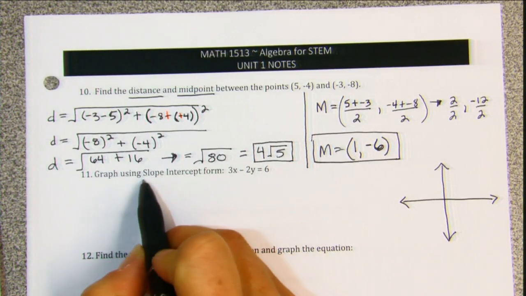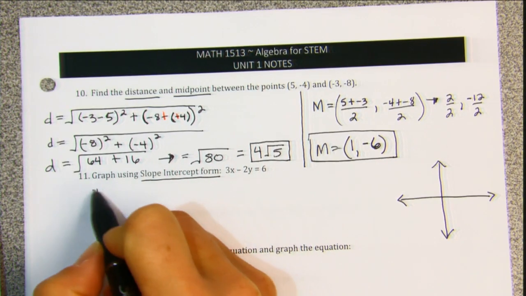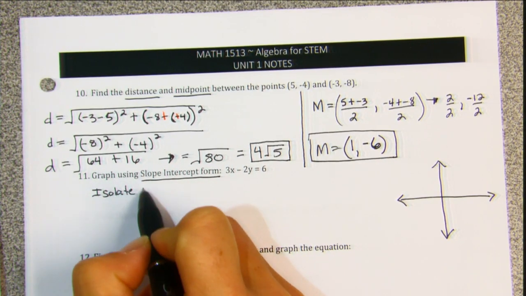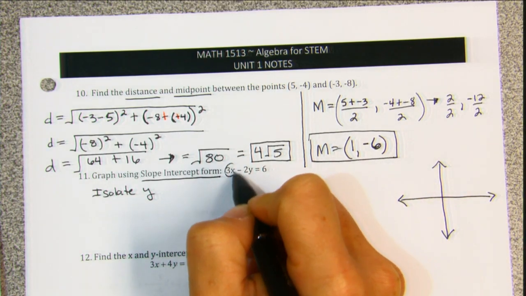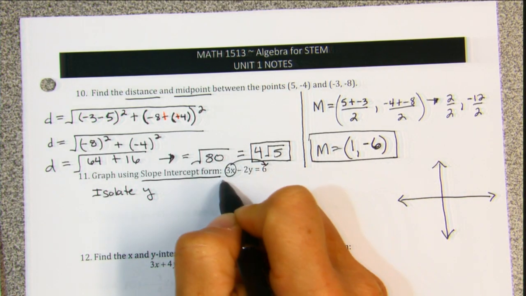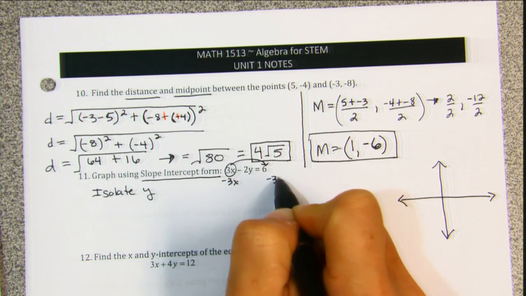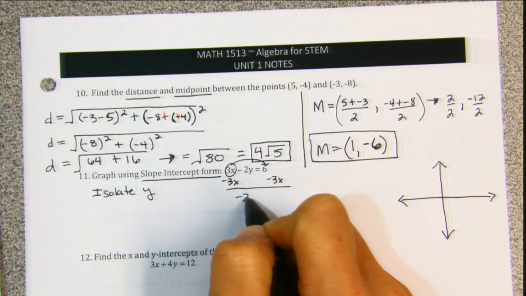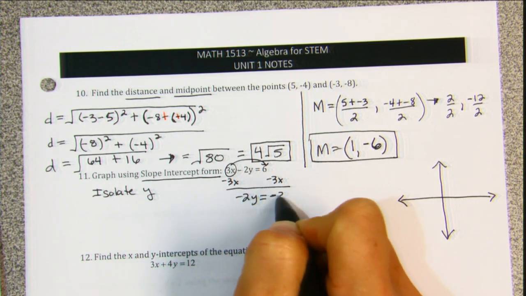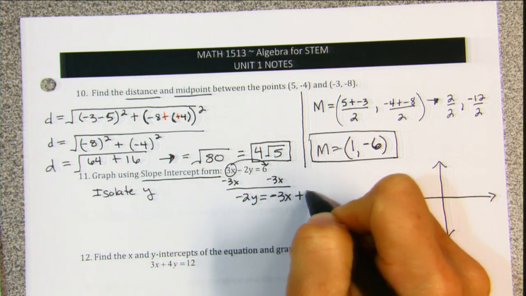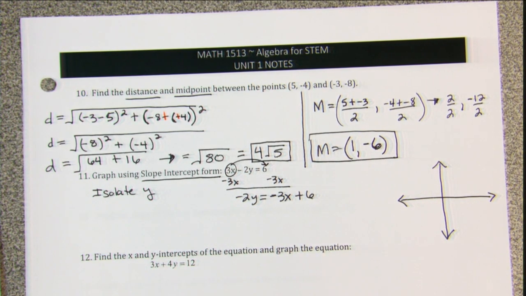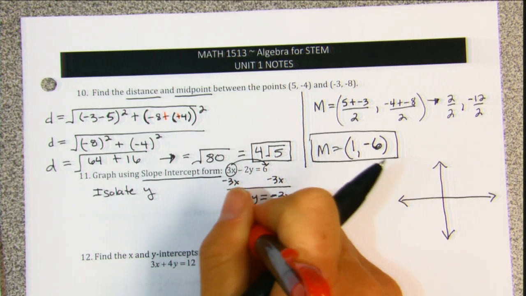If we're graphing using slope-intercept form, remember we need to isolate y to do that. So we want to move 3x over by subtracting 3x. So I have a negative 2y equals a negative 3x plus 6. I'm not done isolating y, right? I need to divide by a negative 2.